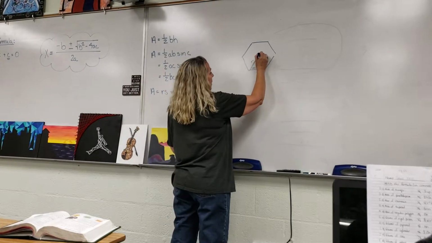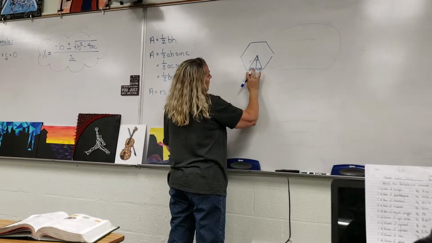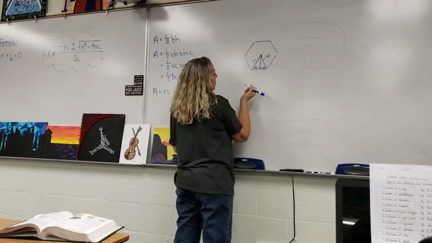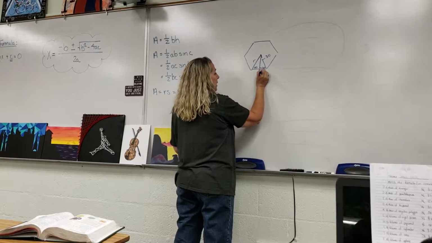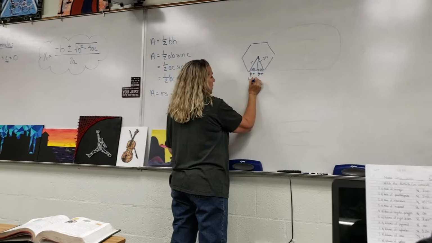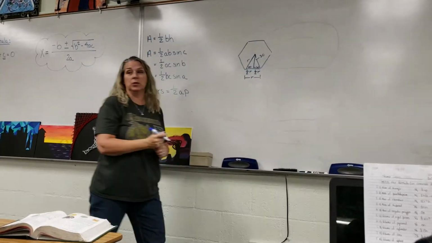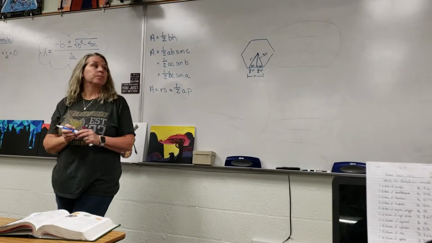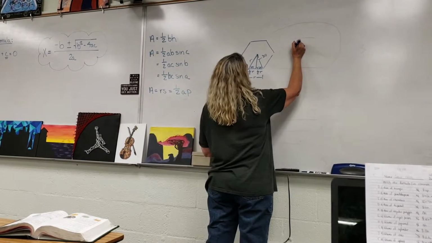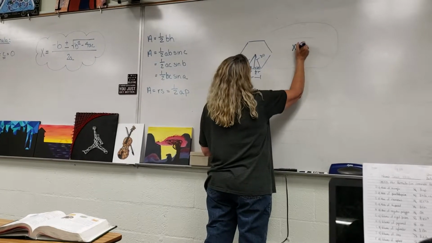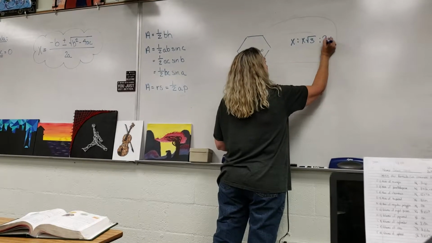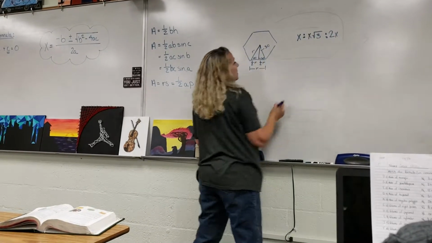So when we drop an altitude here, it's going to make this one 30. It's going to make 30, 60, 90. And we know that this is 1/2 of the radius and this is 1/2 of the radius because this entire thing was equal to the radius. Make sense? Okay. So then we're going to go to what we know about a 30, 60, 90. So we know that 30, 60, 90 is set up as x, x rad 3, and 2x. Those are the proportions of the sides.